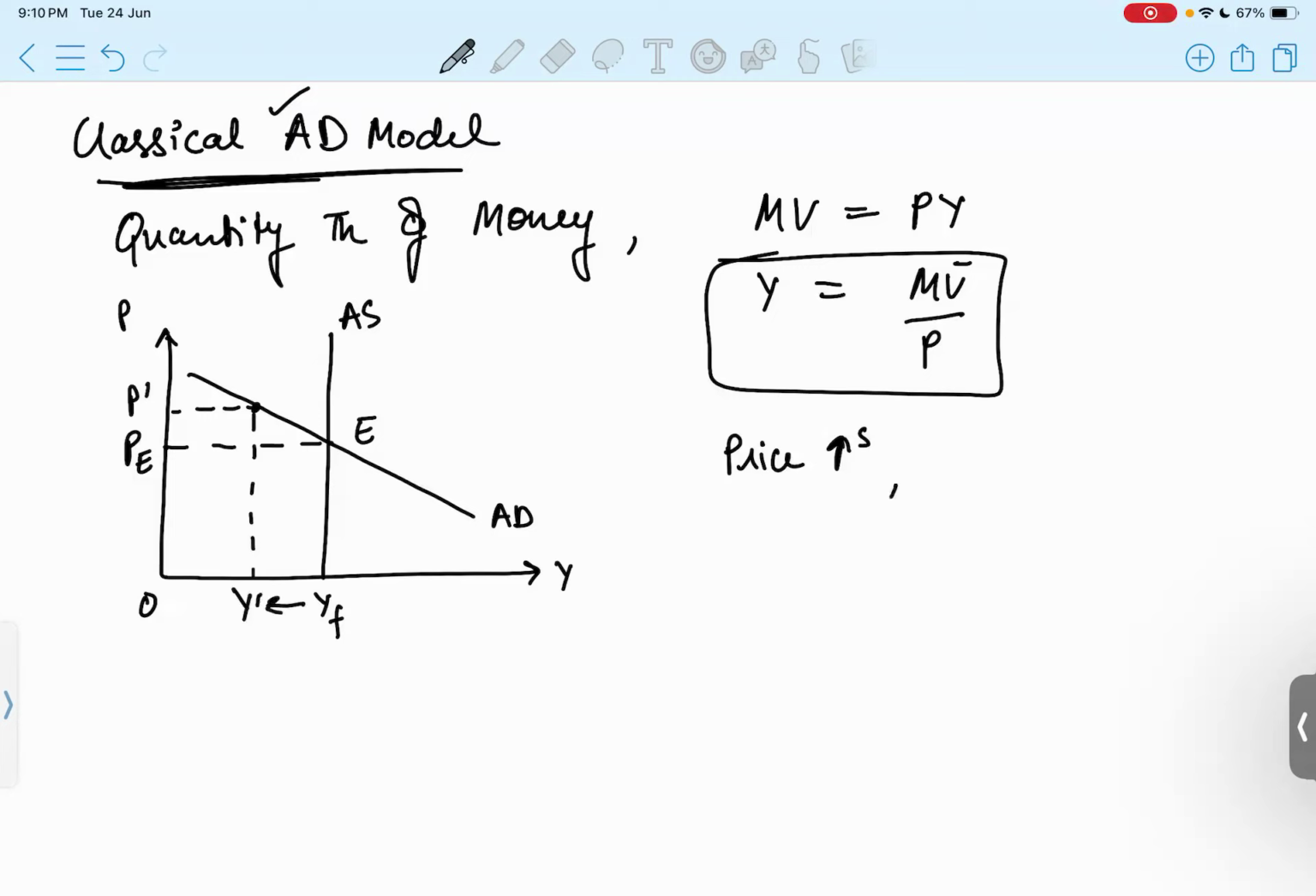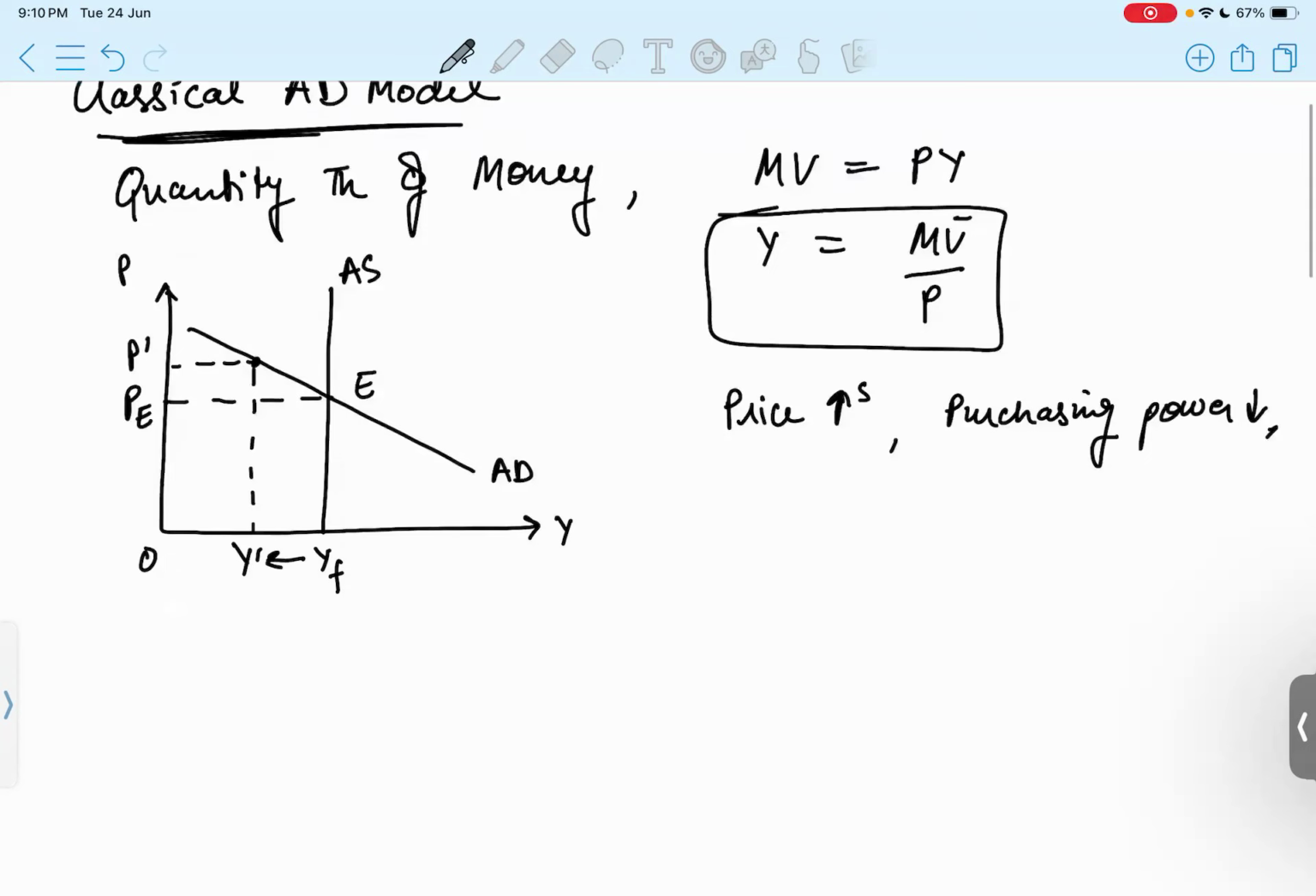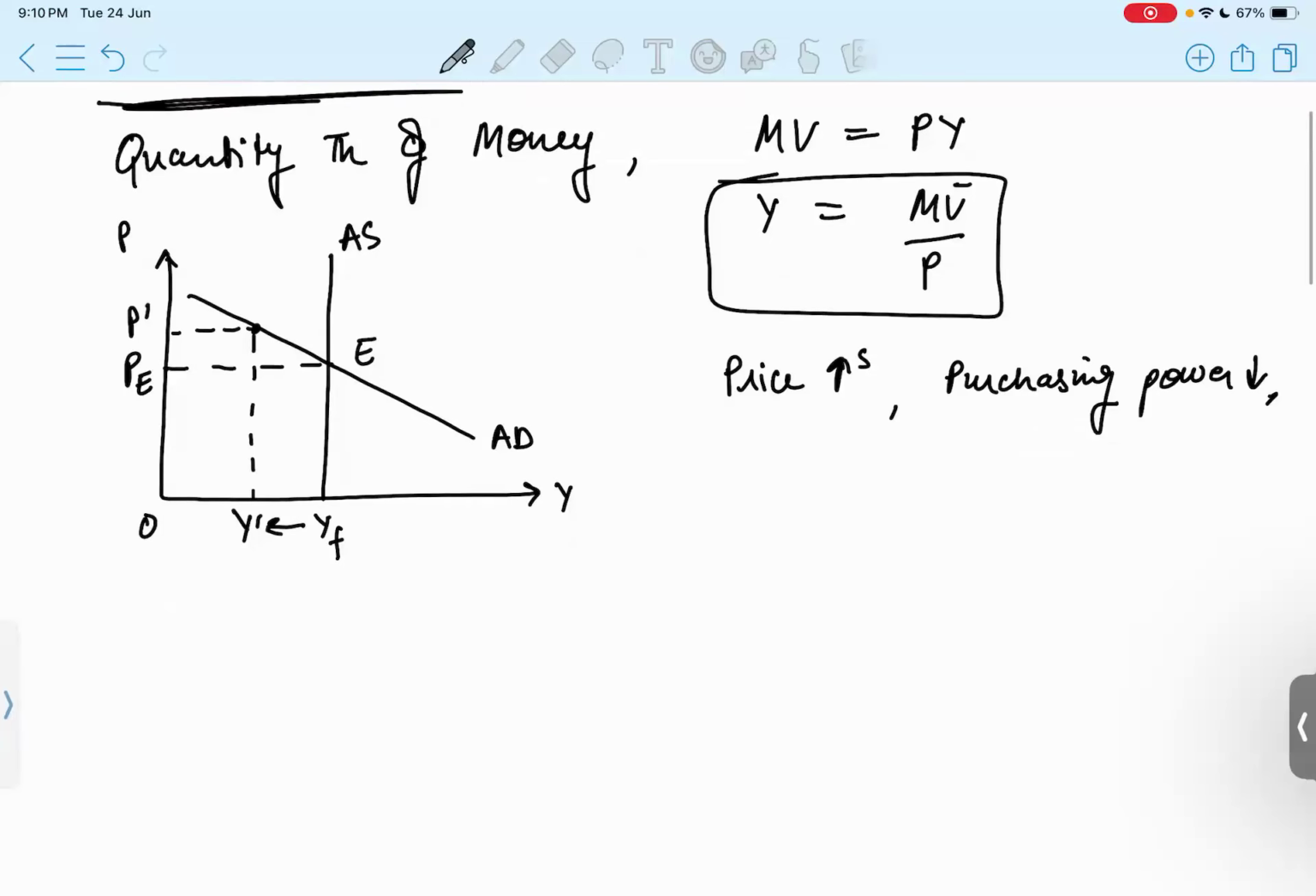Because at higher prices, the purchasing power reduces in the economy, and because purchasing power is reducing, in a way we can say aggregate demand has reduced in the economy. So that is why we are seeing a fall in the real national output in the economy. So an increase in the money supply, this is another scenario.